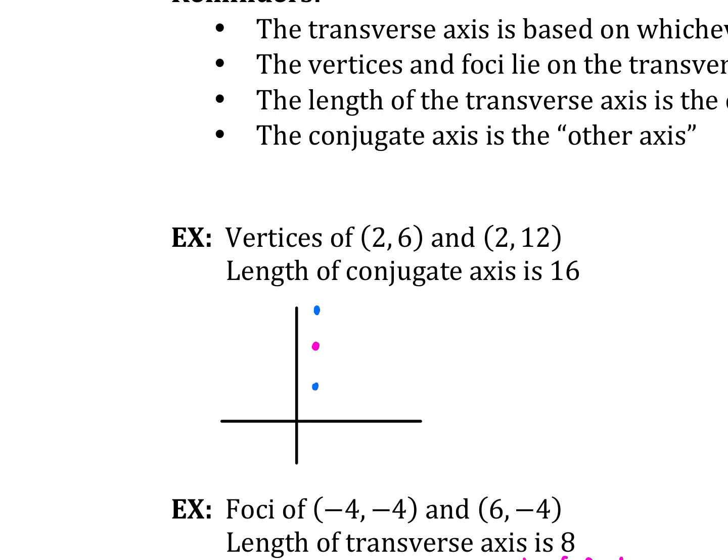Okay, so we are told that we have vertices at (2, 6) and (2, 12). So we have one vertex at (2, 6), the other at (2, 12). So hopefully with this, you can recognize which direction we're going to open. Because they're vertically aligned, that means our hyperbola is going to open up and down. So it's going to be opening in the y direction. So since it's opening in the y direction, that means y is positive, okay?